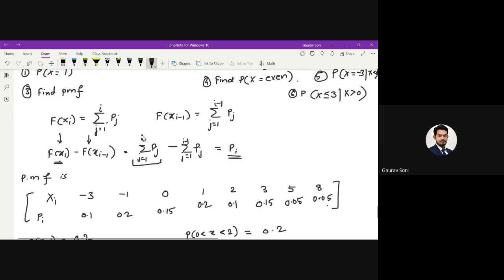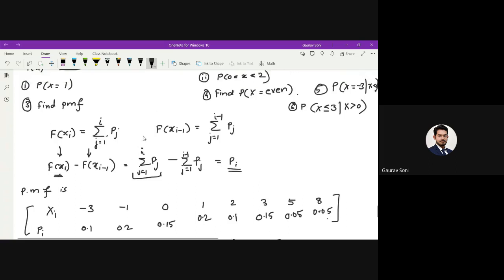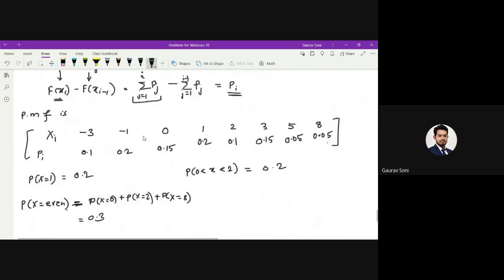It is an important one. X equal to minus 3, given that x is less than 0. Probability of x equal to minus 3, condition x is less than 0. Let me recall: probability of A condition B is equal to probability of A intersection B upon P of B.